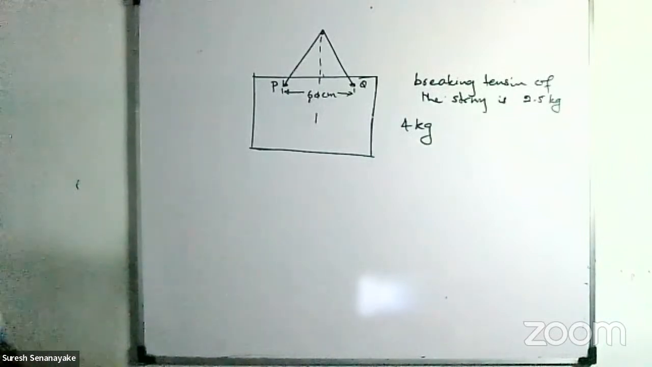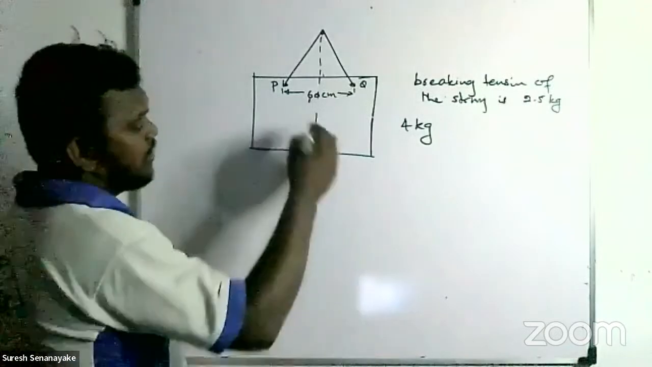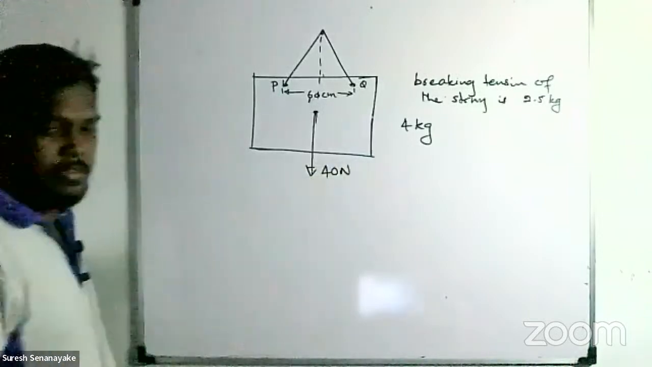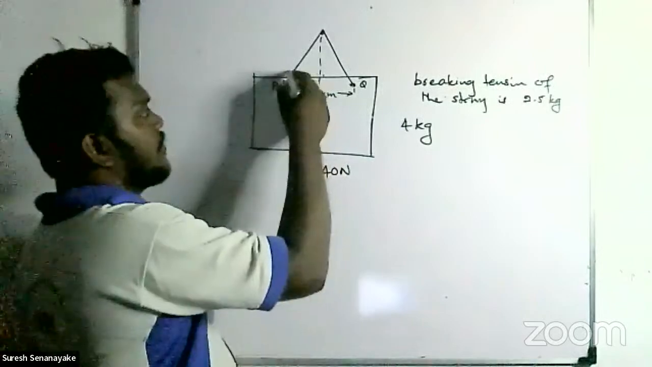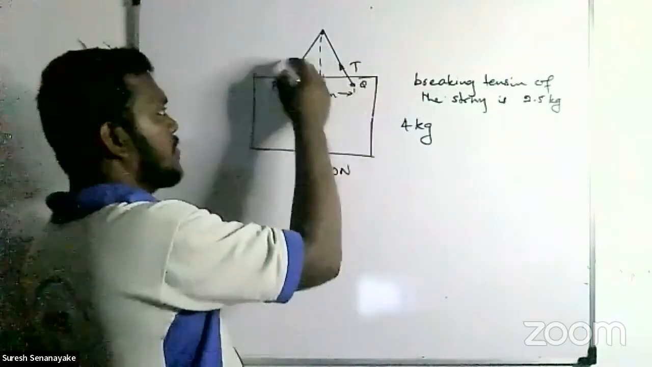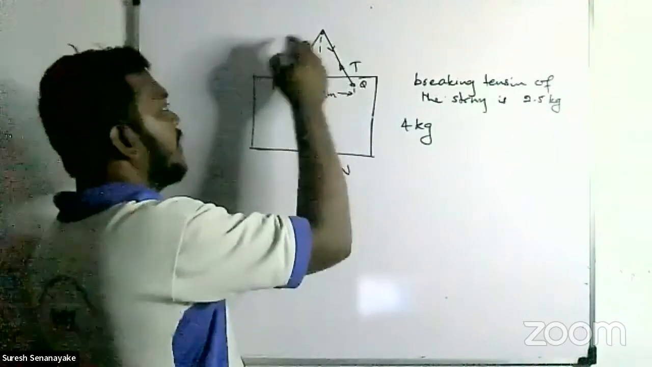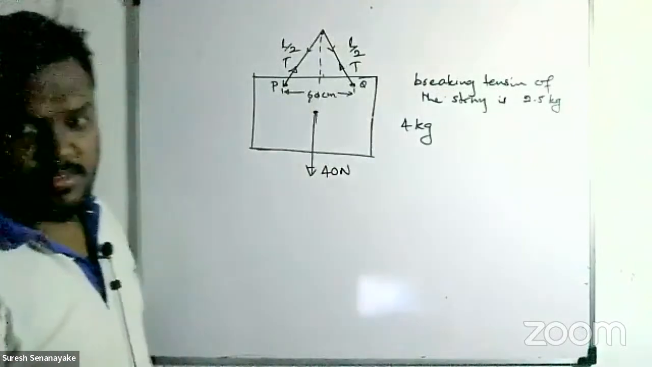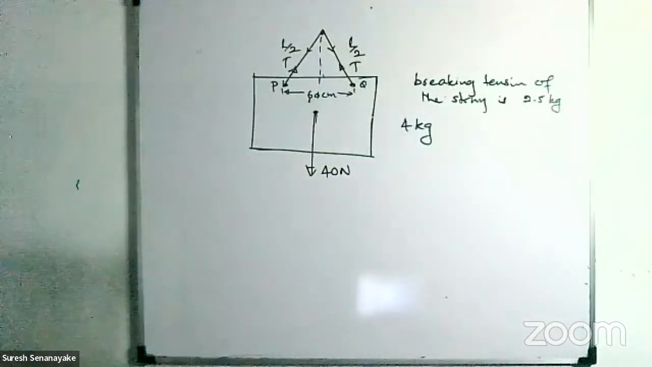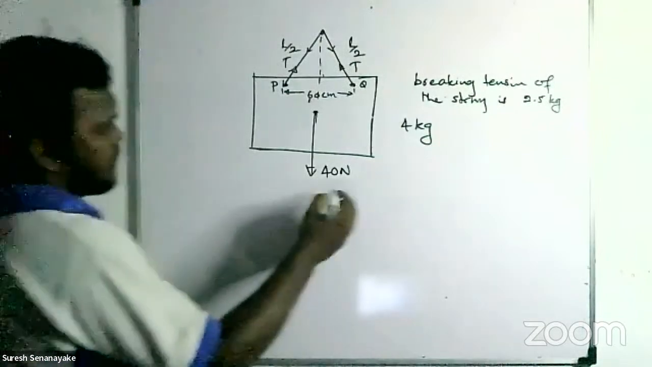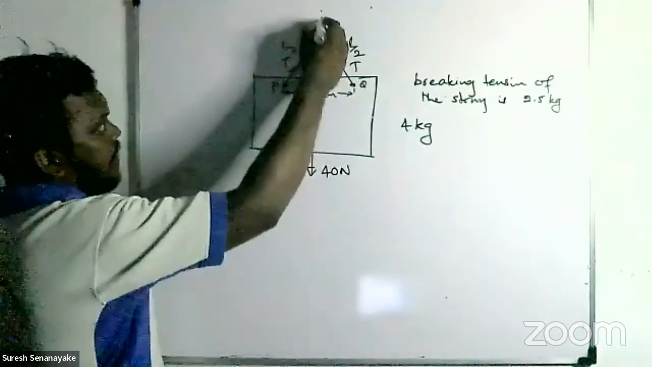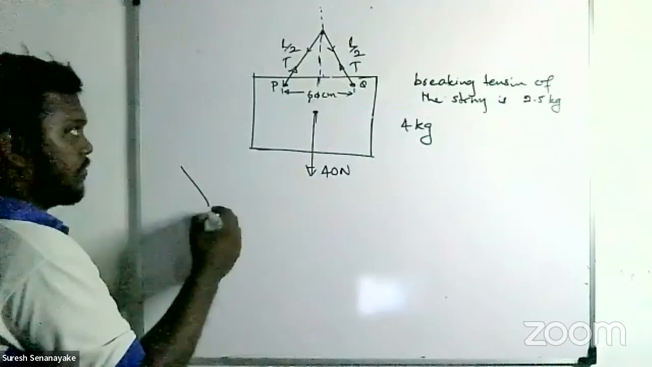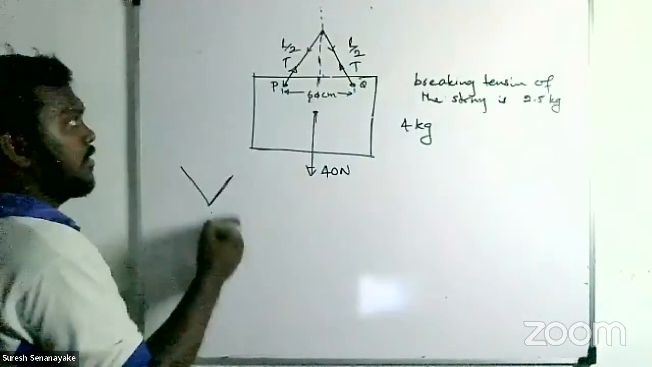Taking the forces acting on it, its weight is 40 Newton. That's the tension of the string, T. I'll take this length as L/2 on this side and L/2 on the other side. The total length of the string is L, right? If it is symmetrical, this force also passes through the line, so you can write the tension in these directions.